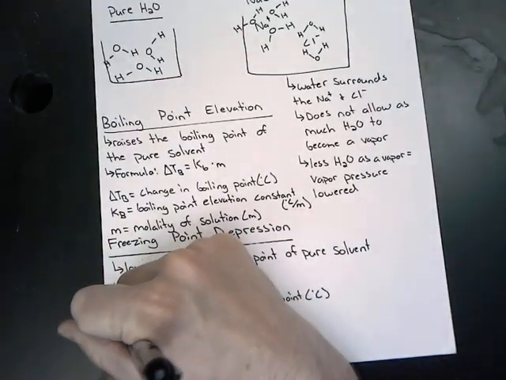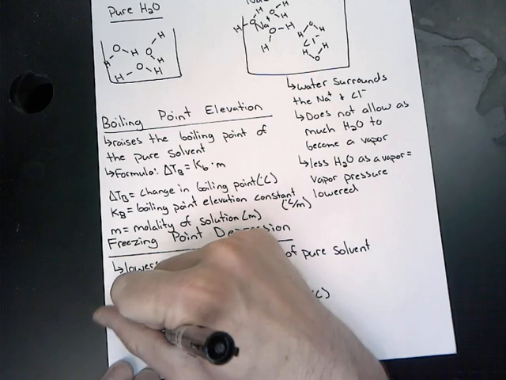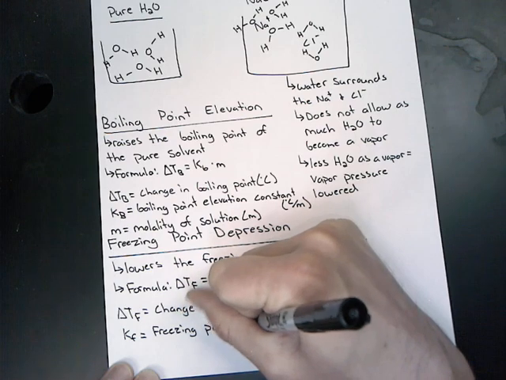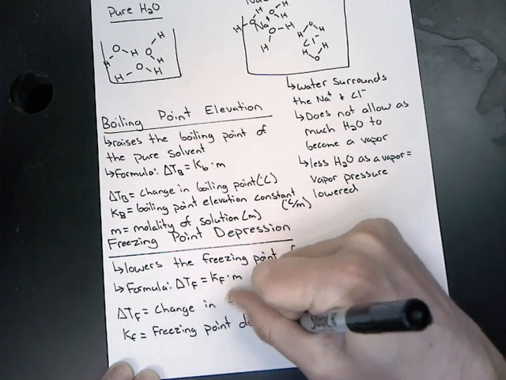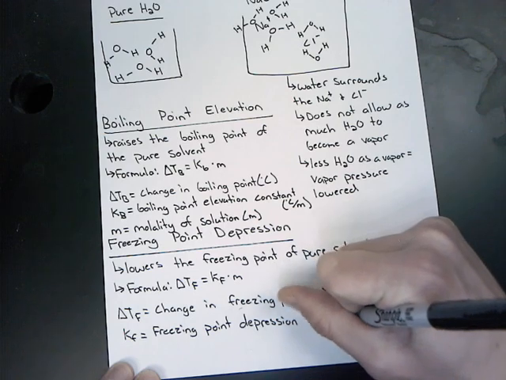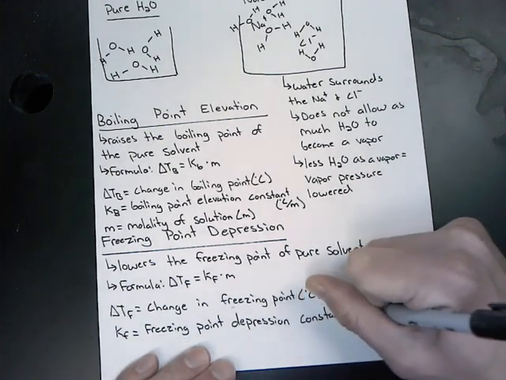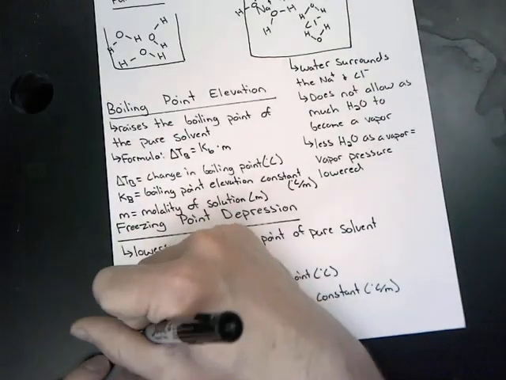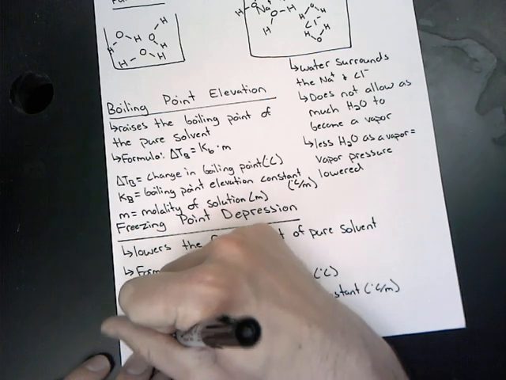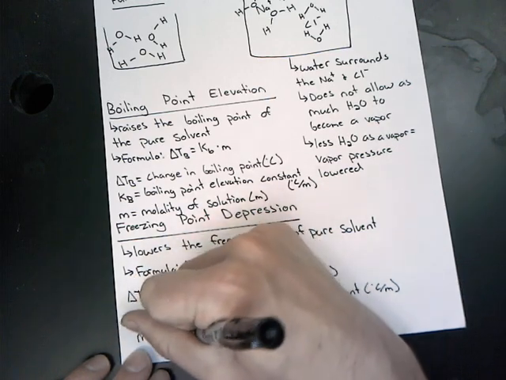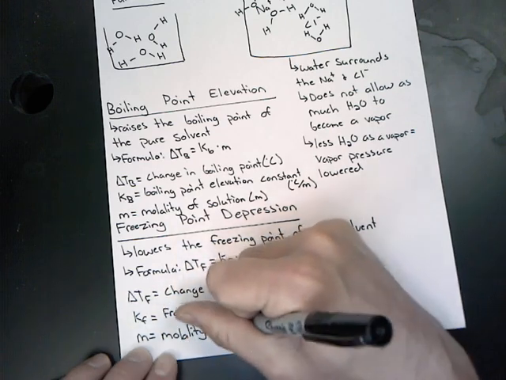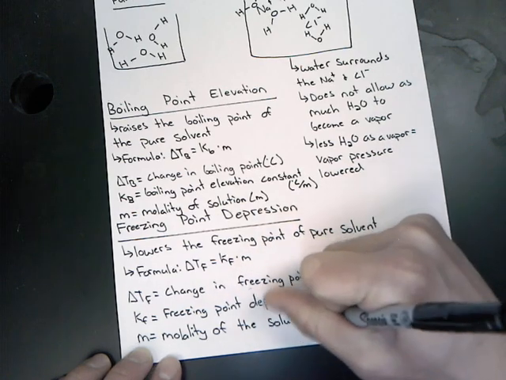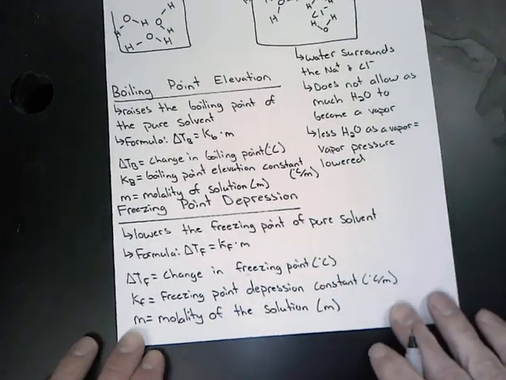Our KF is the freezing point depression constant, and that is going to be in degrees Celsius per m. And then the m is also going to be the molality of the solution. And that is going to be in little m for, again, molality.